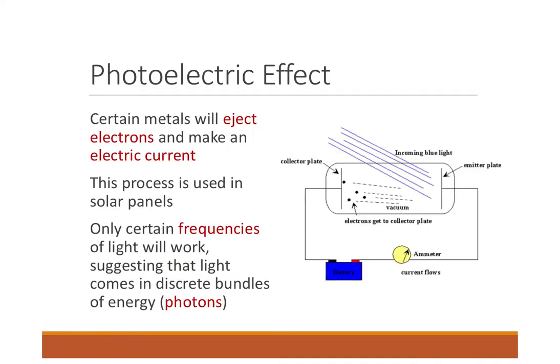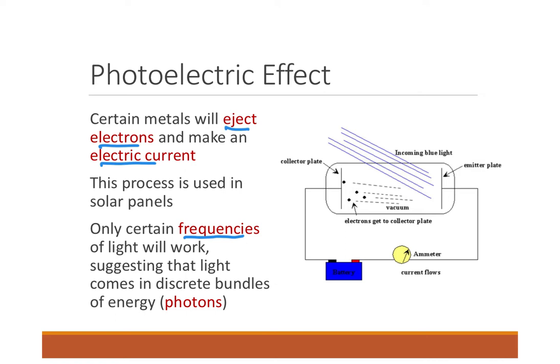So one of the ways that light interacts with electrons is something called the photoelectric effect, that certain metals will actually spit out their electrons, eject their electrons, and as those electrons move, as those charges move, it creates an electric current. This process is part of what makes solar panels possible. Now, with the photoelectric effect, only certain frequencies of light will work. So not every light is going to cause an electric current to develop.